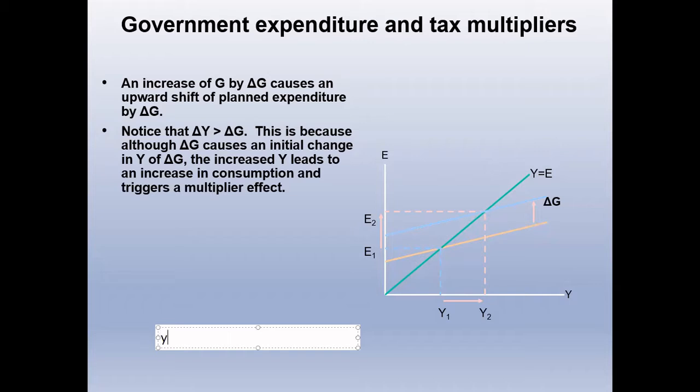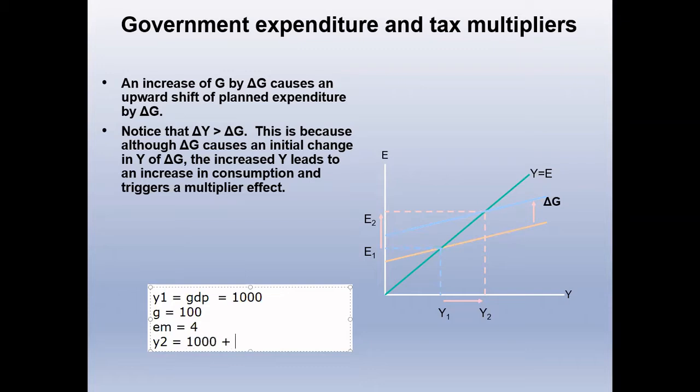So let's say that Y1, which is GDP, equals 1,000, and the government increases spending by 100, and let's say that the expenditure multiplier is 4. Then I can determine Y2. How can I determine Y2? If the government increases spending, it will be 1,000 plus the change, which is 100 times the 4, and this will give me the new GDP, which is 1,400. So this is the meaning of the shift. This is the increase, and it depends on the multiplier.